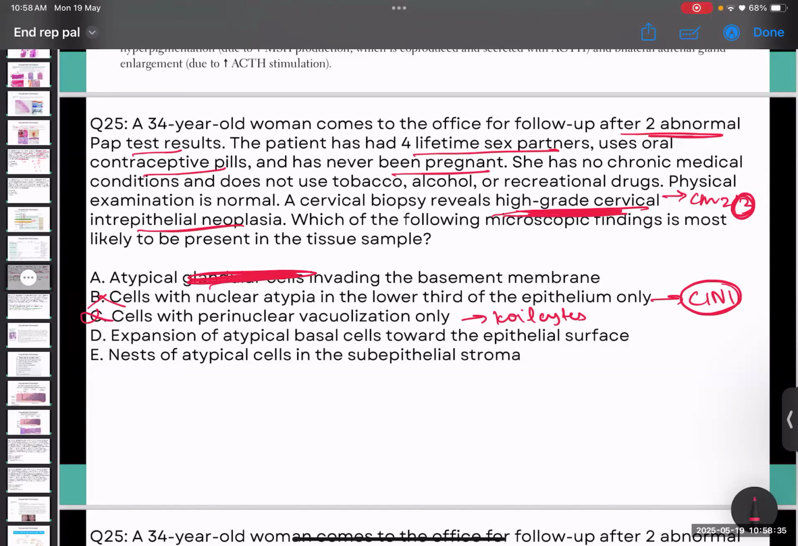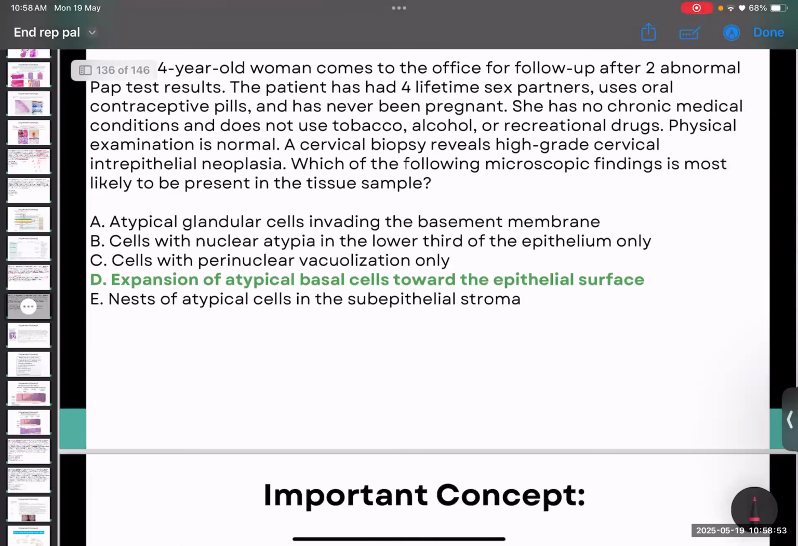Expansion of atypical basal cells towards the epithelial surface. That could be a very much possible answer. Nests of atypical cells in the subepithelial stroma. So, nope. So the answer is D.